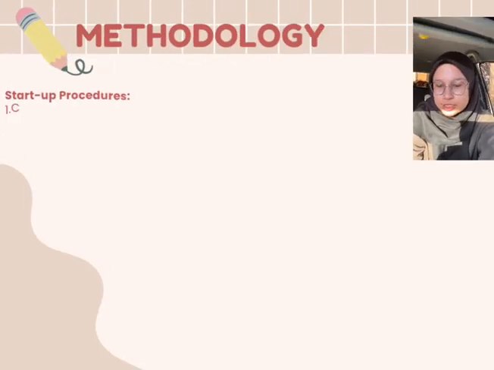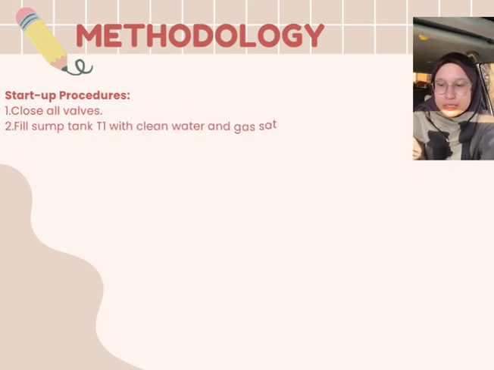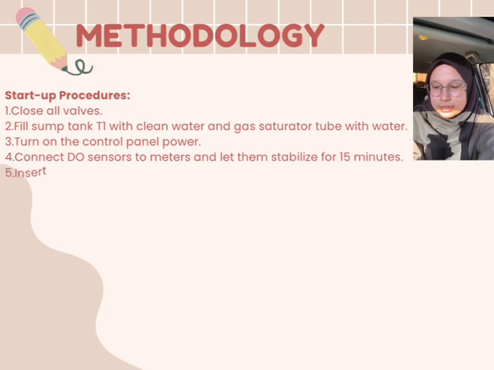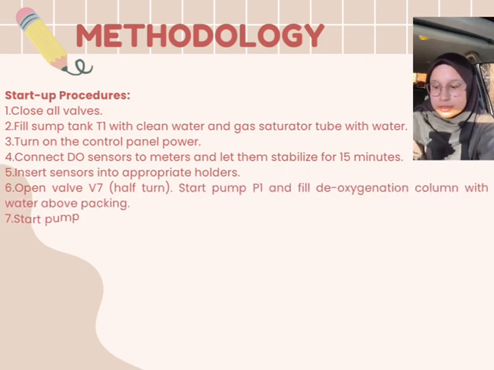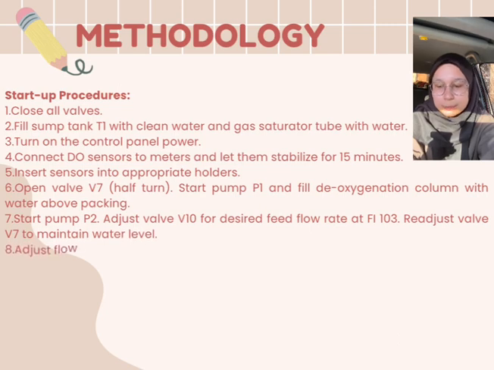For the methodology, the startup procedures are: close all valves, fill tank T1 with clean water and the gas saturated tube with water. Turn on the control panel power, connect all sensors to meters and let them stabilize for 15 minutes. Insert sensors into appropriate holders. Open valve V7 half a turn, start pump P1 and fill the deoxygenation column with water above the packing. Start pump 2.